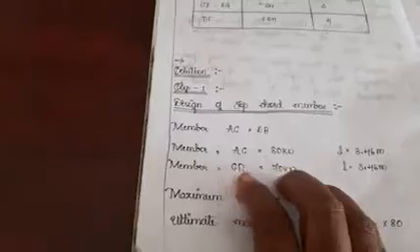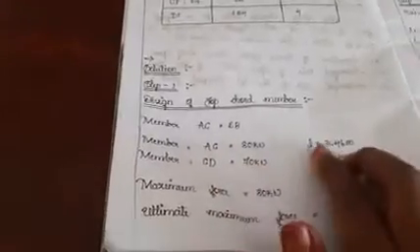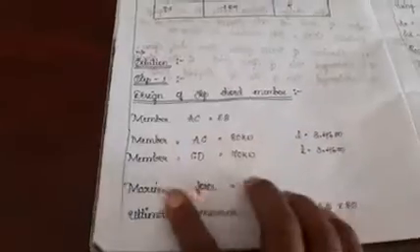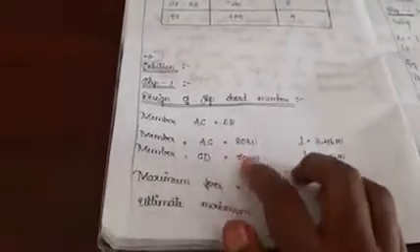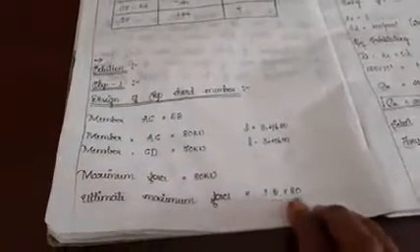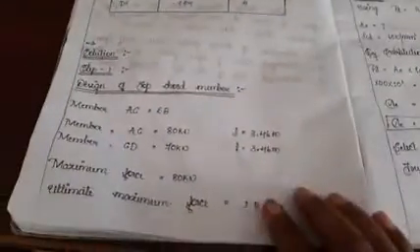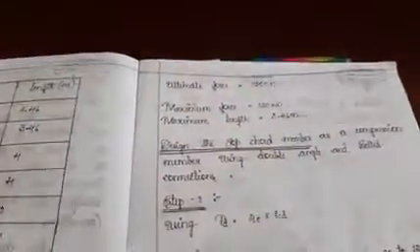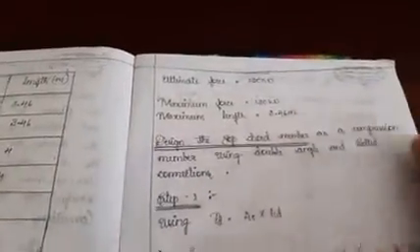Coming to this member CD, it is 70 kilonewton, and the length on both sides is 3.46 meter. Maximum force, out of which one is the maximum, as I said earlier, is 80 kilonewton. Ultimate maximum force, so multiply with your factor of safety, that is 1.5. So you will get your value as 120 kilonewton. So maximum force is 120 and maximum length is 3.46 meter.